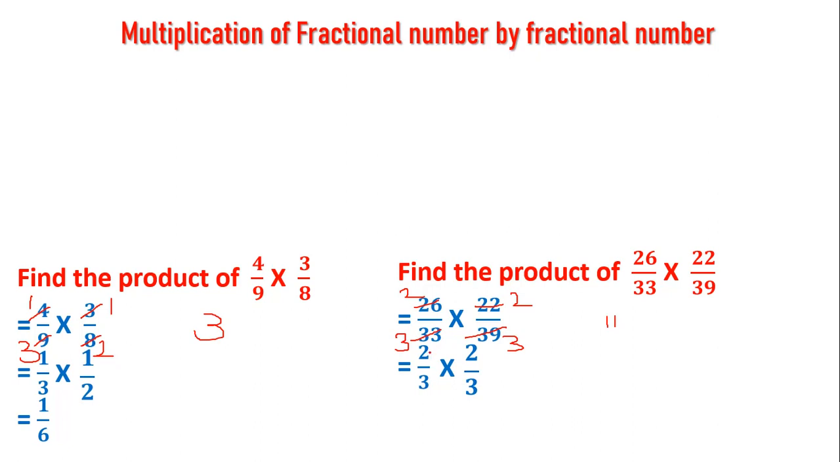The next step is, I will multiply numerator into numerator and denominator into denominator. The product of the numerators, that is 2 into 2, is 4. I wrote 4. The product of the denominators, that is 3 into 3, is 9. I wrote 9 in the denominator. Hence, my final product of these fractions is 4 by 9. This way, we will do the multiplication of fraction by fraction.